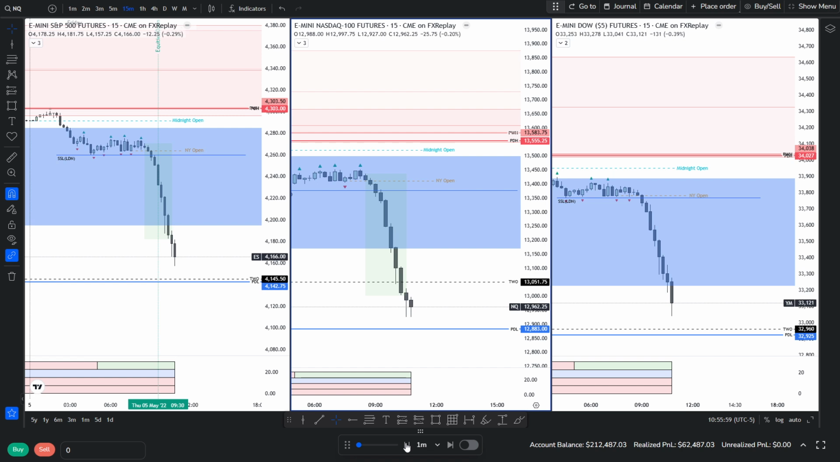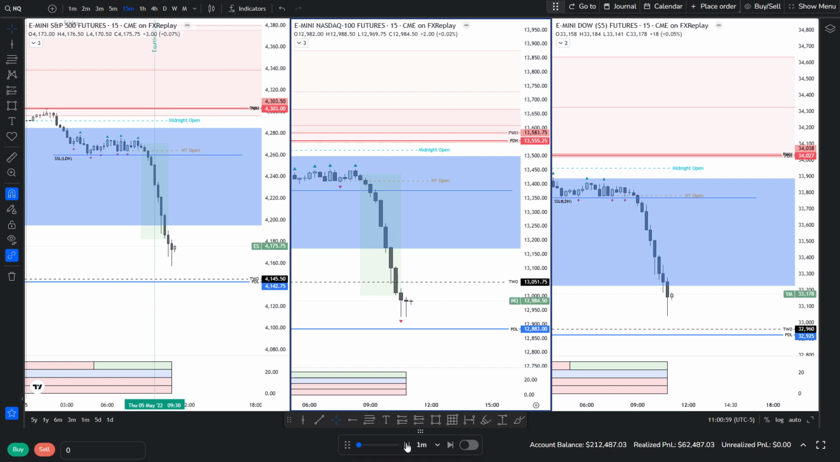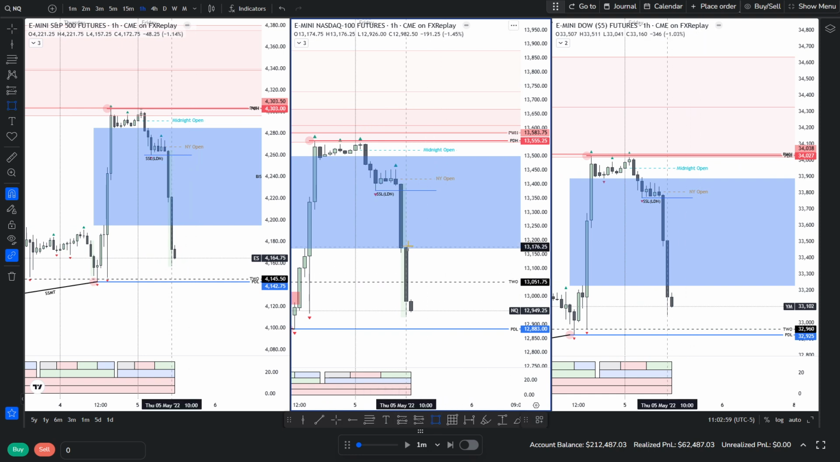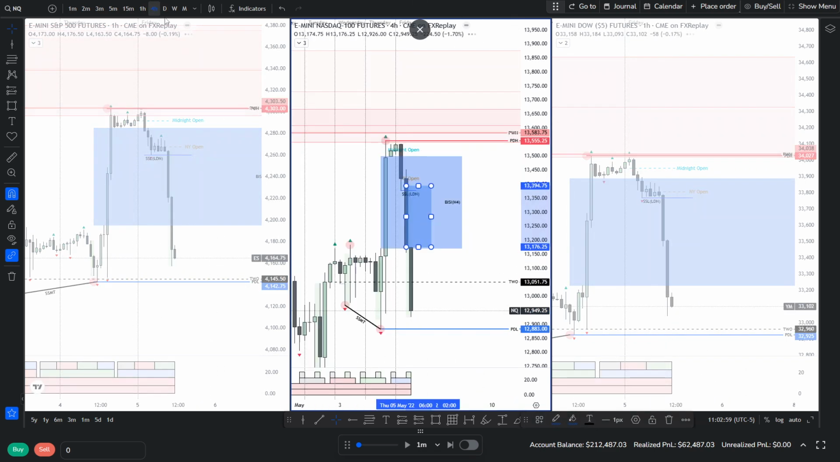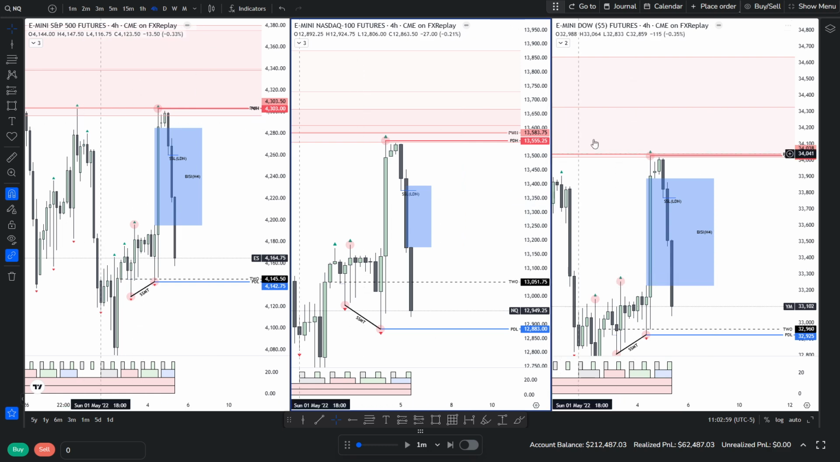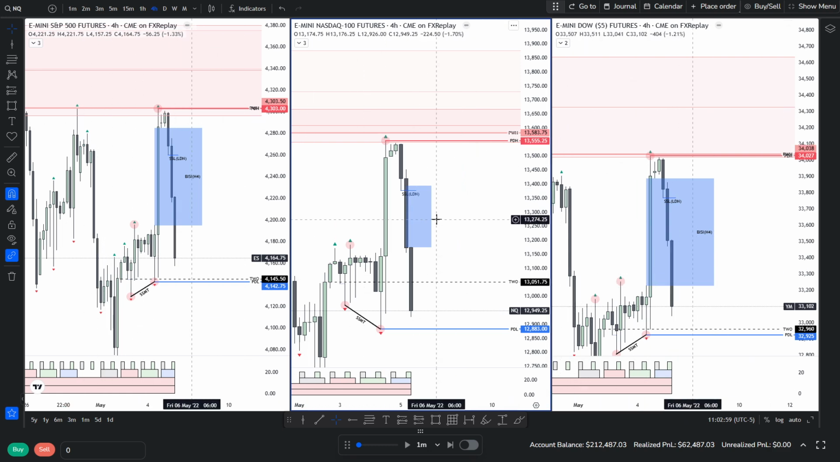Okay, so we're getting up to the 11 o'clock hour, but we'll continue on. We've got a lot of, let's go back to the hourly. We've obviously got this big fair value gap now, which has formed. And in fact, if we look at the 4 hour, there's a BPR at the highs, which we'll note now.